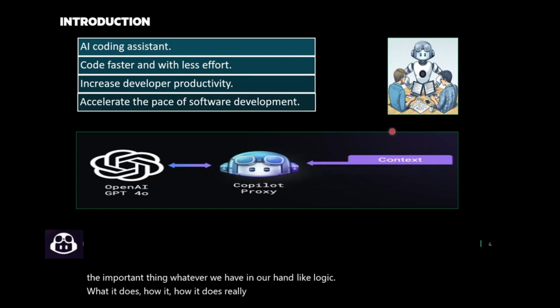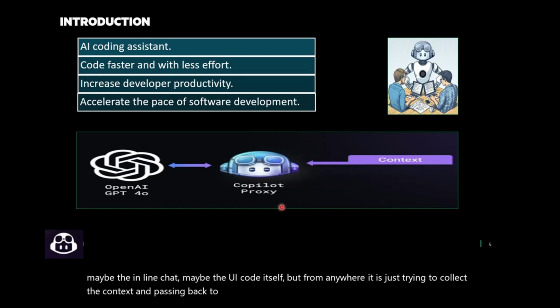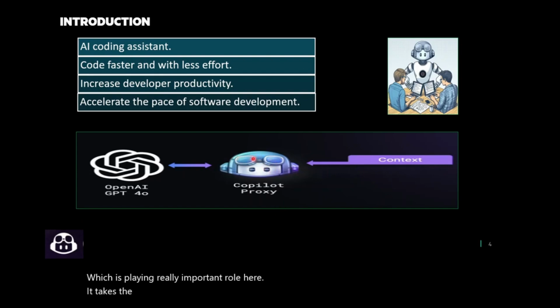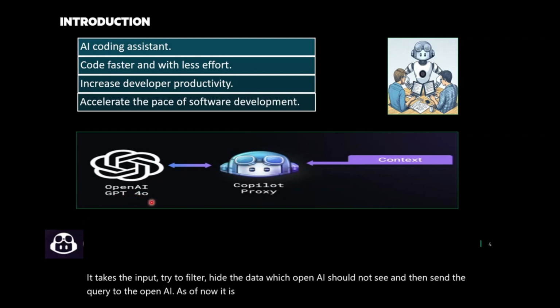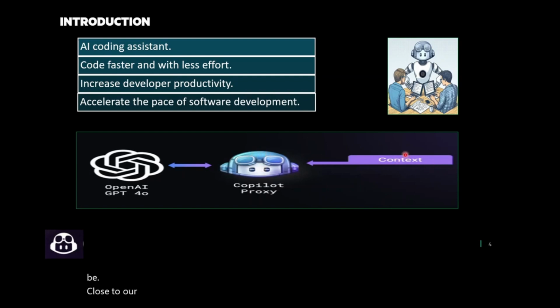How does it really work? Wherever we are interacting with Copilot, maybe the inline chat, maybe the UI code itself, from anywhere it collects the context and passes it back to the Copilot proxy. It takes the input, tries to filter and hide the data which OpenAI should not see, and then sends the query to OpenAI. As of now, it is using ChatGPT 4.0, but maybe it could change in the future. Once it gets the data back, again it tries to do the filtering, to see which could be close to our request, and then returns the data.